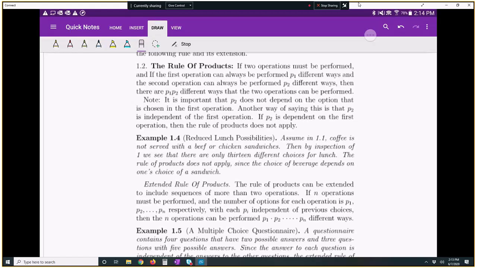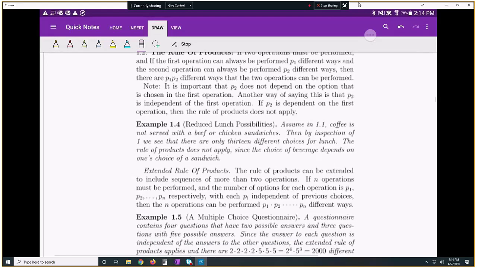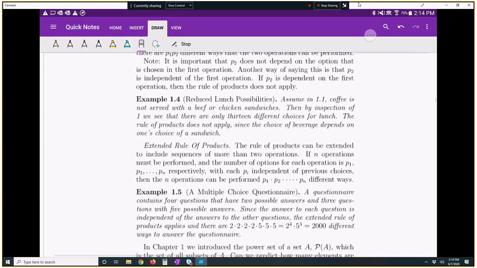If that's not the case, if p sub 2 is dependent on the first operation, then the rule of products cannot be applied. So let's revisit the lunches. Assume that coffee is not served with a beef or chicken sandwich. Then by looking back at our tree diagram, we could see that we could eliminate beef with coffee and chicken with coffee, and then we'd have only 13 different choices. But we can no longer apply this simple rule of 3 times 5.